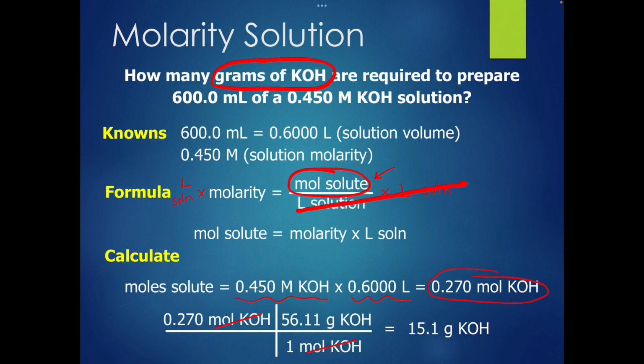But again, this problem wasn't asking for moles. This problem was asking for grams. So once we get our moles of potassium hydroxide, we can plug that into a quick train track and use the molar mass to convert moles of potassium hydroxide into grams of potassium hydroxide.